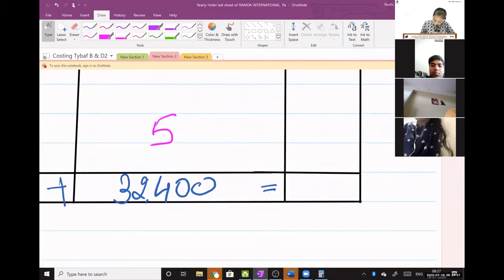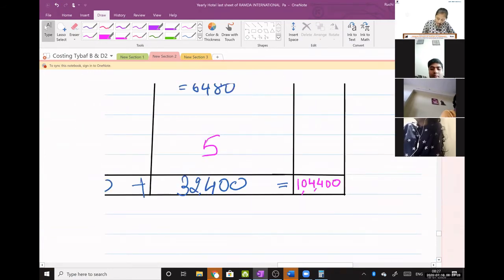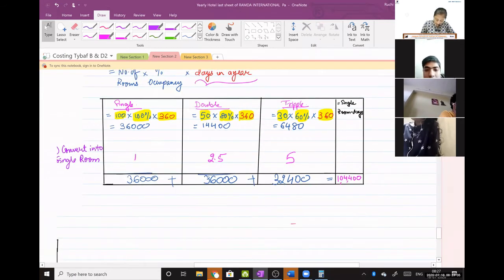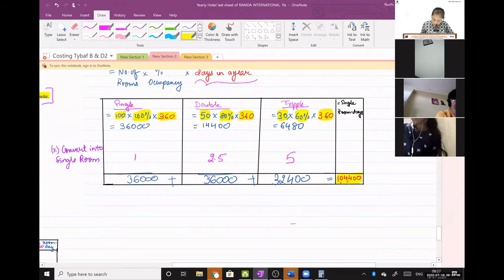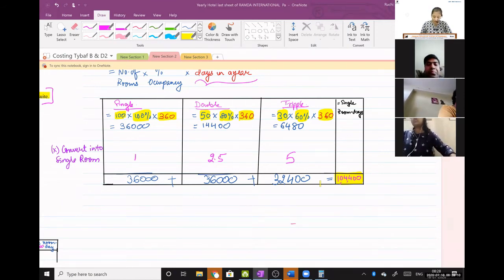1,04,400 single room days. Is this calculation clear to everyone? Acknowledge it in the chat box. 1,04,400. Out of a 15 marks question, 5 marks are given only for the calculation of single room days.